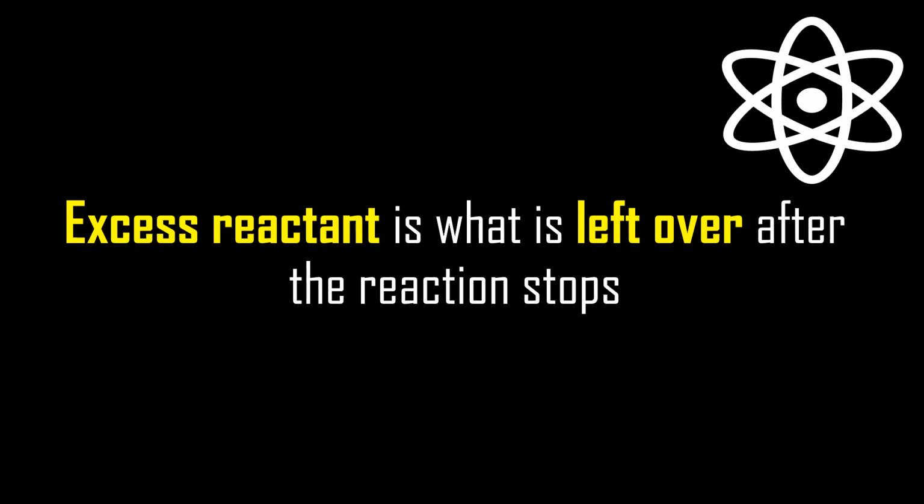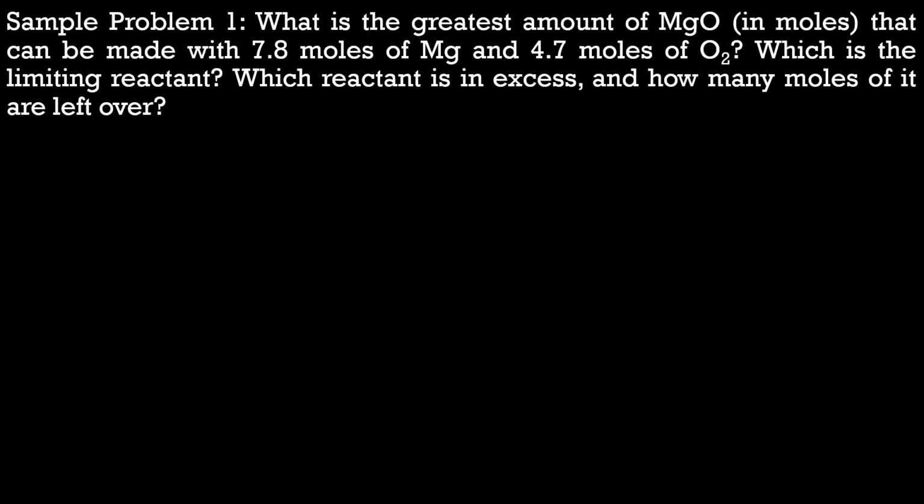Now, let's have some problems to calculate the limiting and excess reactant or reagent in a chemical reaction. For sample problem number 1, what is the greatest amount of magnesium oxide in moles that can be made with 7 moles of magnesium and 7 moles of oxygen gas? Which is the limiting reactant? Which reactant is in excess? And how many moles of it are left over?